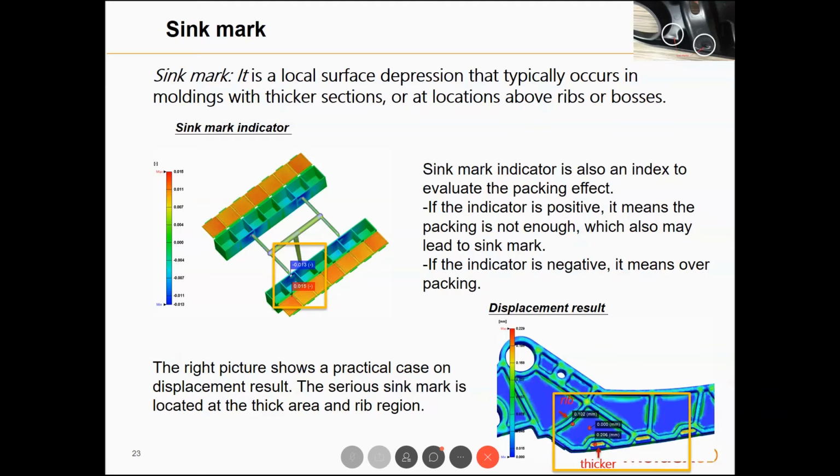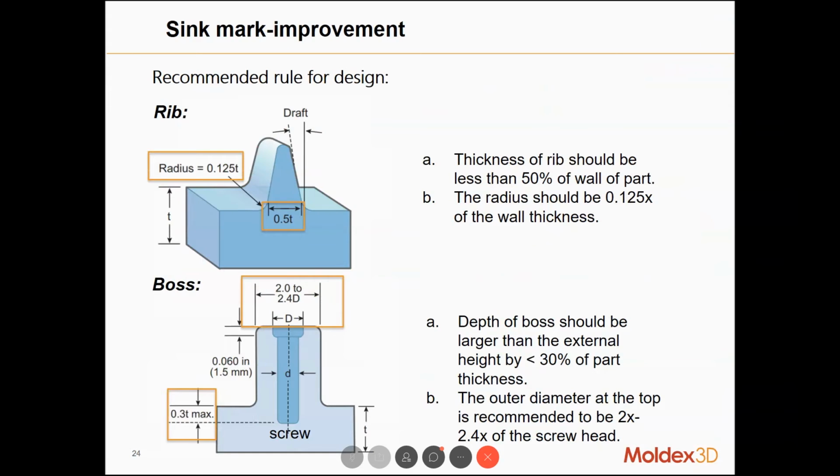So how to solve it? How to solve this kind of problem? So this page shows you the smart tips to improve the sink mark issue. And for the rib region, the golden rule A is the thickness of the rib should be less than 50% of the wall part. And the golden rule B is the radius should be approached to 0.125 times of the wall thickness.